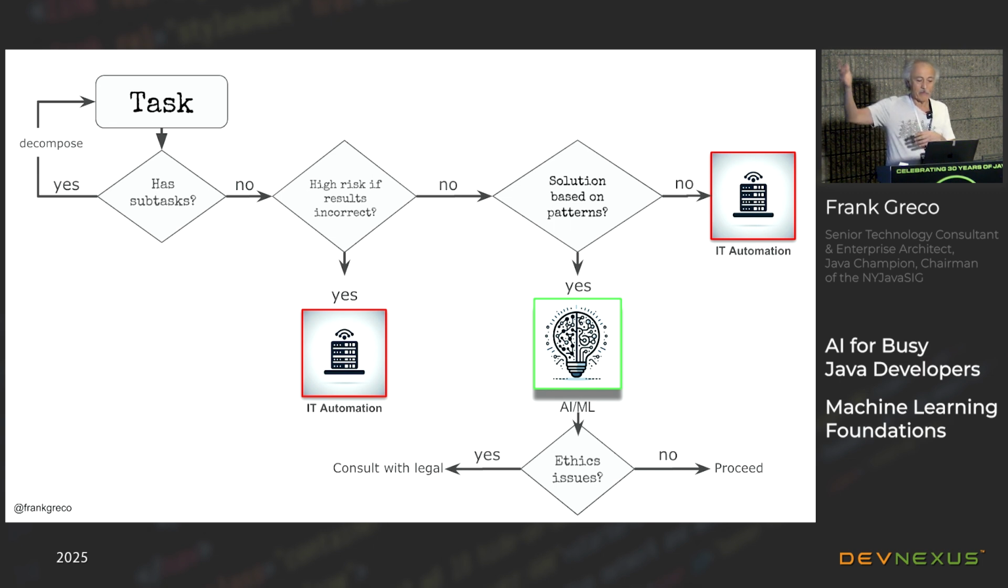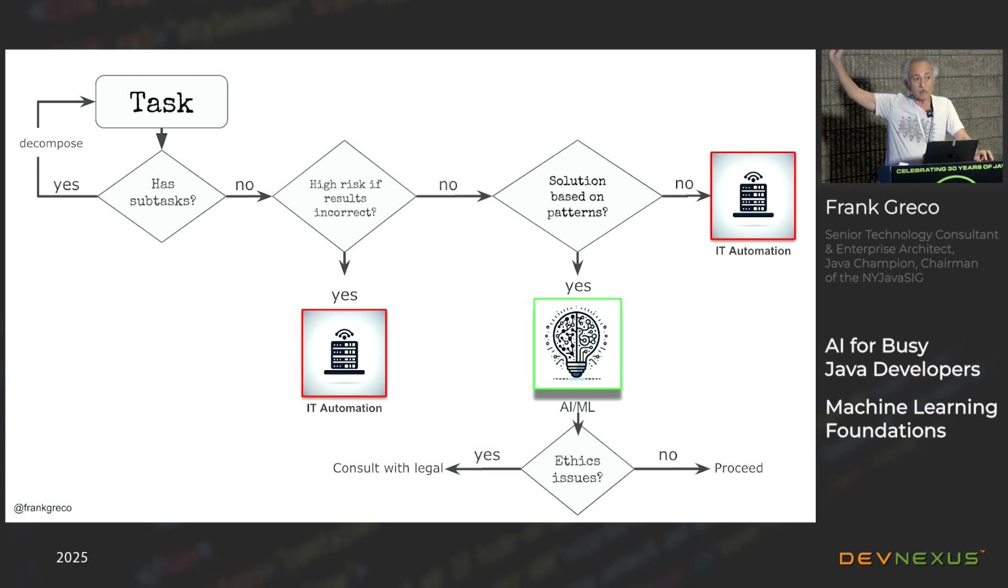After you've broken down a task into subtasks, which we all do on a regular basis, is there a high risk that if the results are incorrect or wrong, the consequences are really high? Is my company in danger from reputation or financial risk? If there's high risk, guess what? Don't use it yet in production. It's not ready, okay?